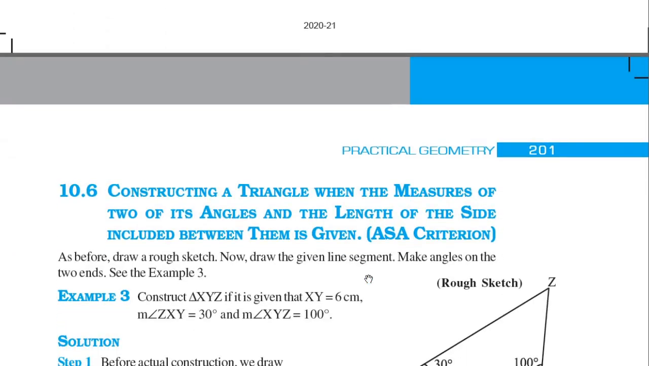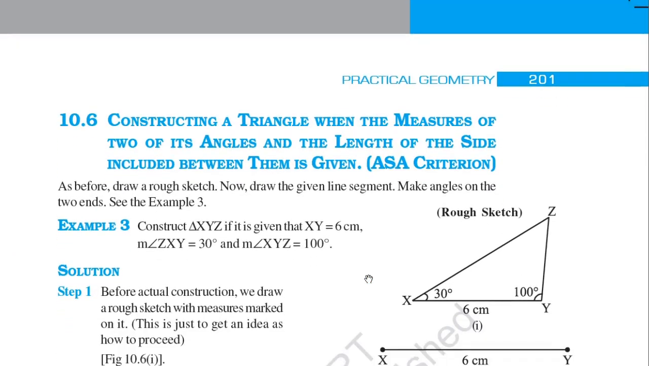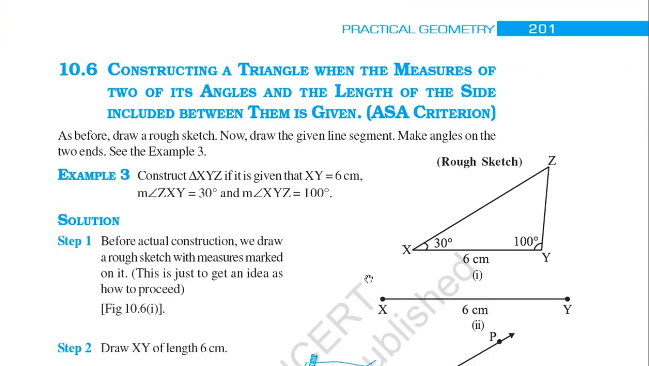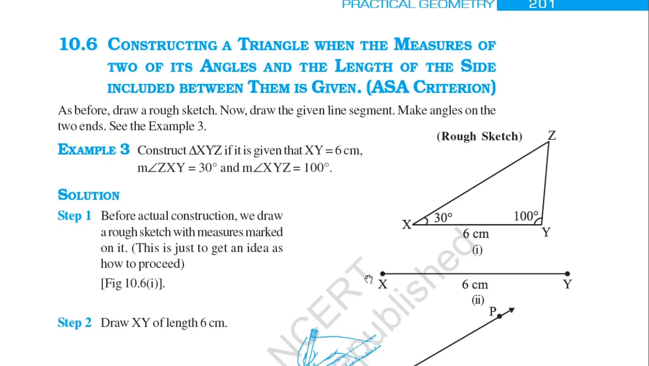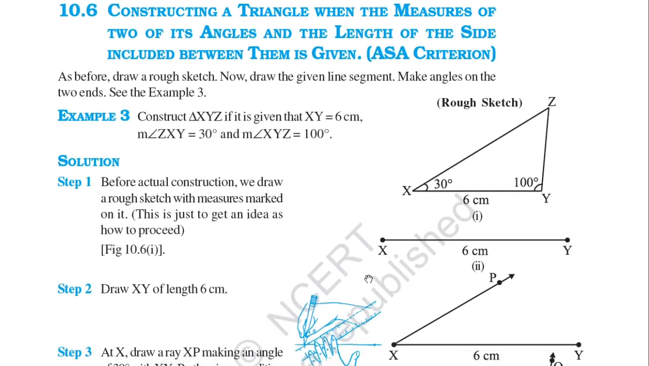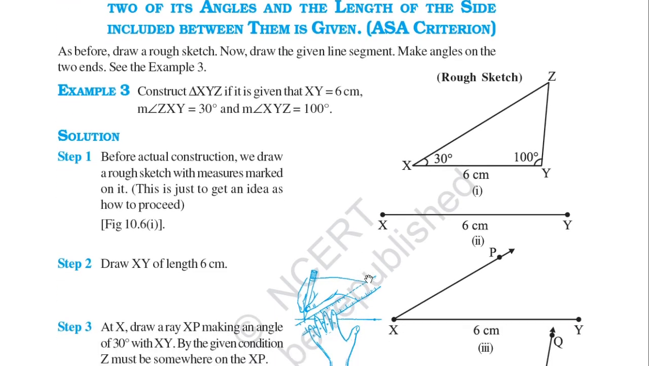You can do that. 10.6, constructing a triangle when the measures of two of its angles and the length of the side included between them are given. ASA criterion. As before, draw a rough sketch. Now draw the given line segment. Make angles at the two ends. See example 3.